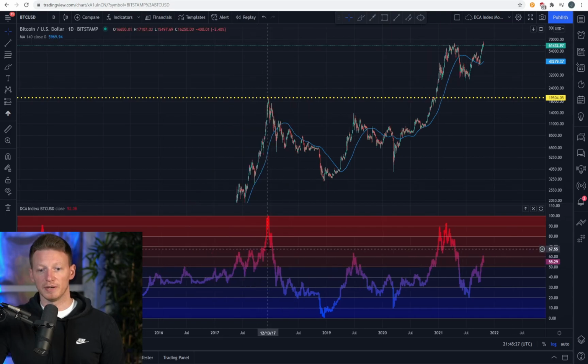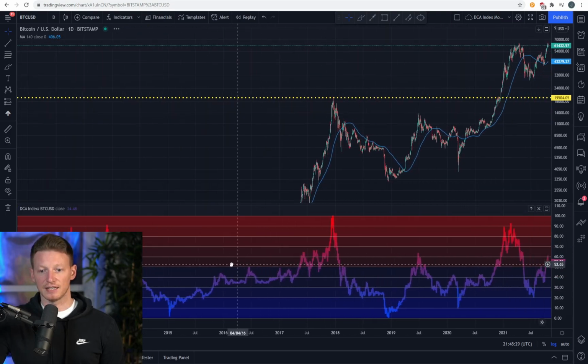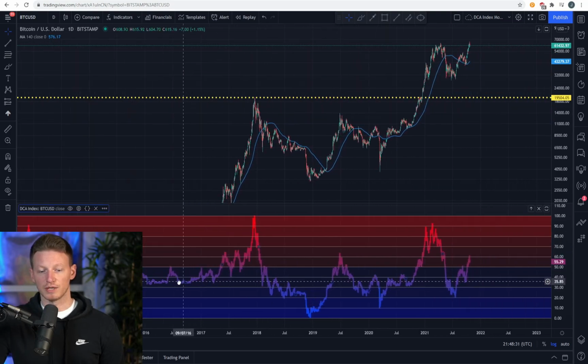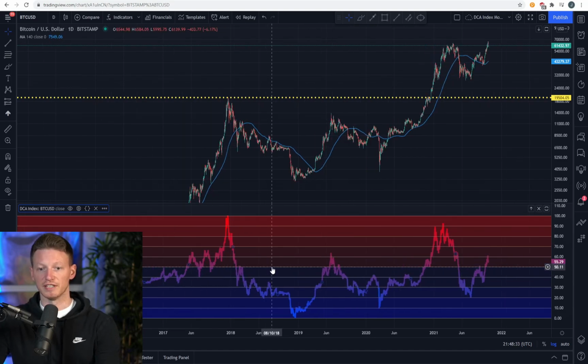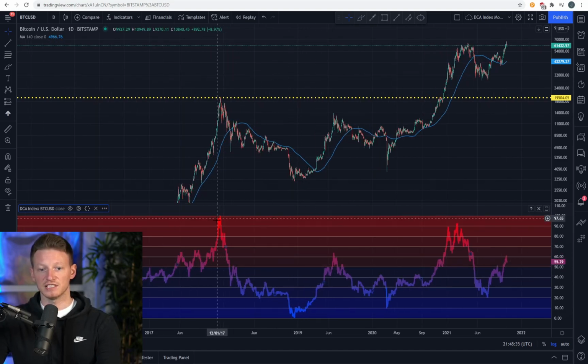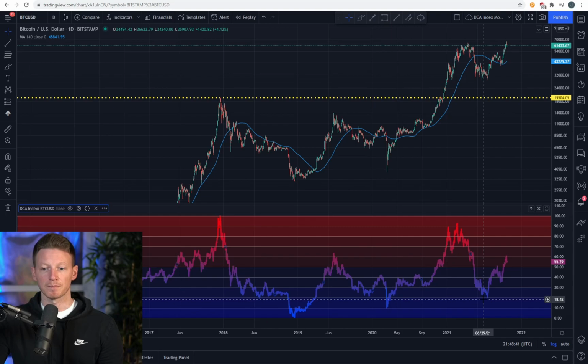So, Bitcoin, you can see we have plenty of data going all the way back to 2013, back to 2012 even. And this model fairly accurately assesses when you are reaching a top or a bottom, okay?